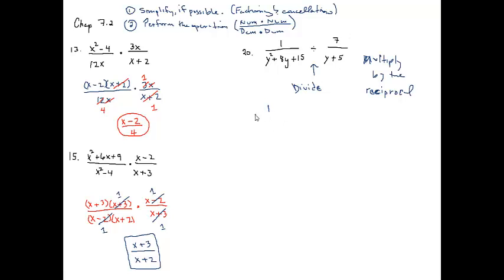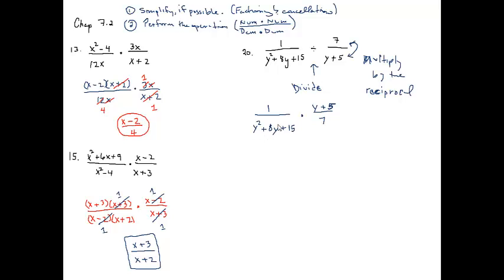So it becomes 1 divided by y squared plus 8y plus 15 times y plus 5 divided by 7. Okay, you're going to flip this. That's what it means to be a reciprocal. It's just a flip. So we flip it.